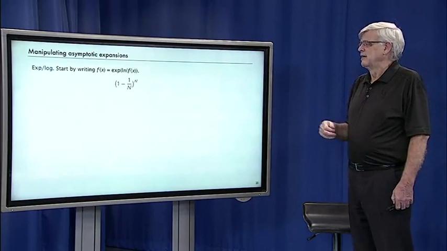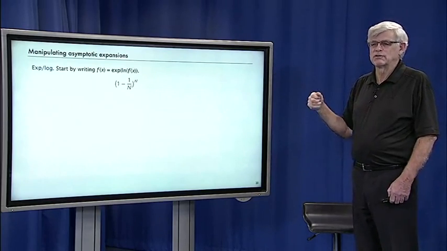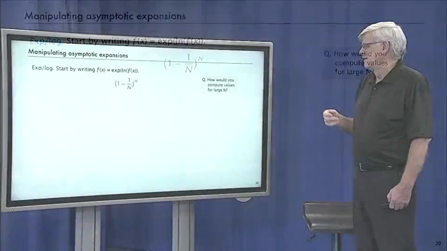The xlog trick. This is a way to bring us into a position where we can apply the composition in more complicated scenarios. All we'll do is write f of x as e to the log of f of x. Then we can expand log of f of x, and we can expand e to that series as we did before. And here's a fine example, (1 - 1/n)^n.